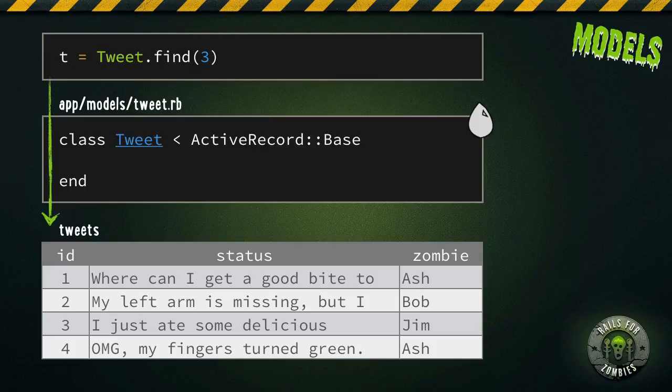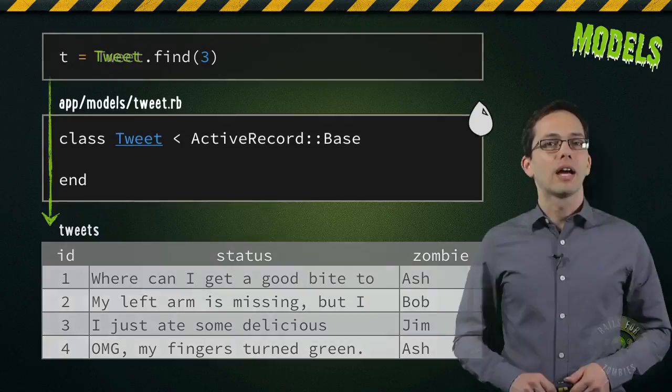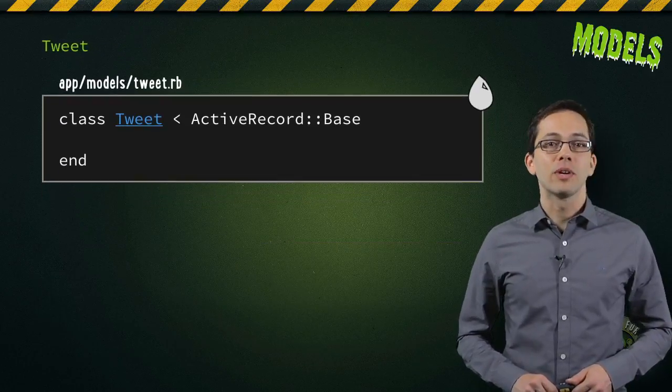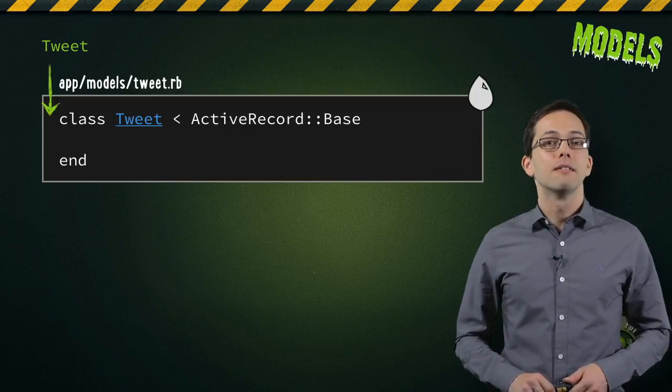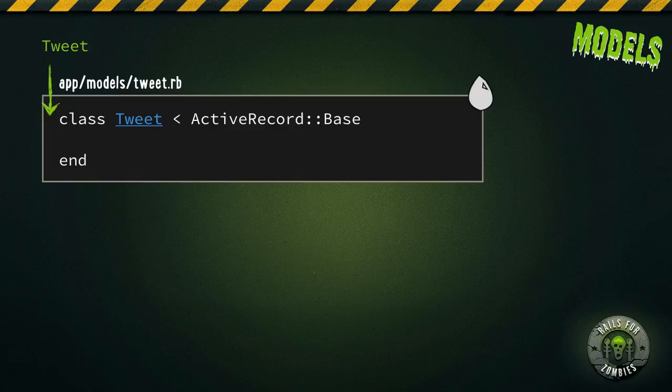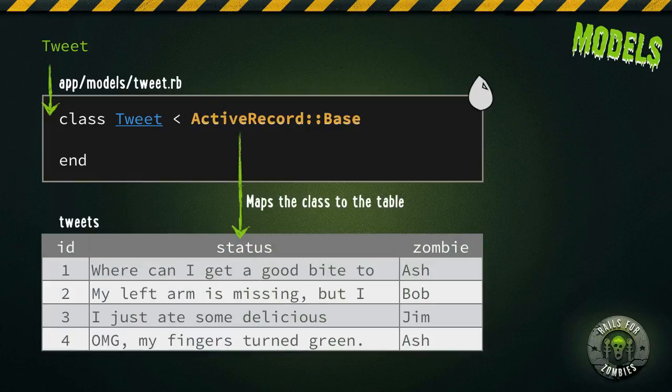class Tweet inherits from ActiveRecord::Base. When we write capital Tweet anywhere in our Rails application, it means we're referencing this Tweet model. Since this Tweet model inherits from ActiveRecord::Base, this is what maps this class to the table which has the lowercase plural name tweets.